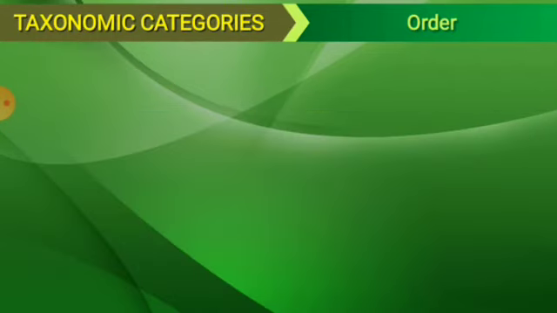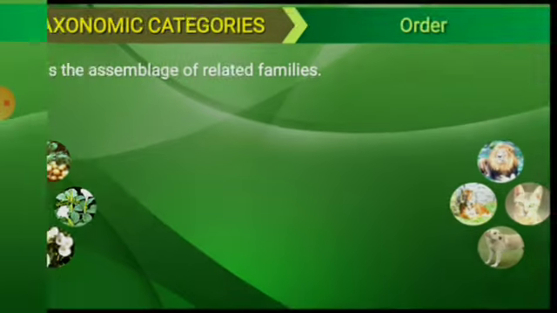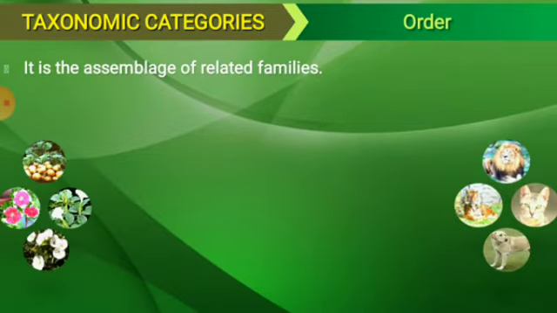Moving to the next category, that is order. A group of closely related families forms an order. So it is the assemblage of related families. The families of an order show close resemblance in certain fundamental features and also in their evolutionary traits.